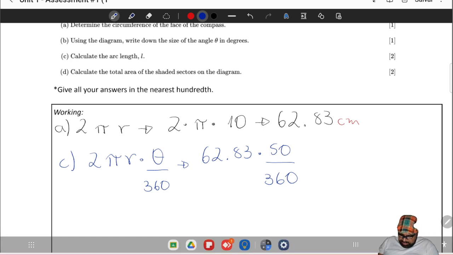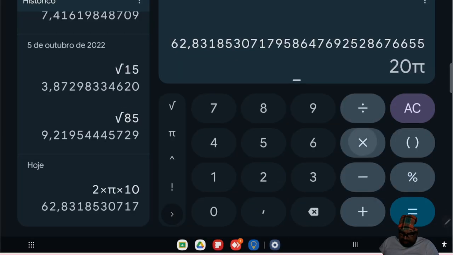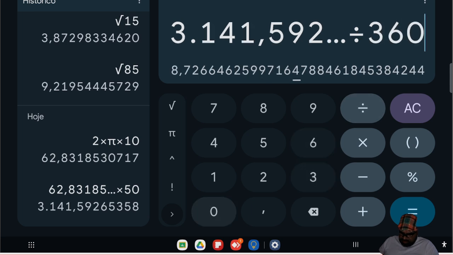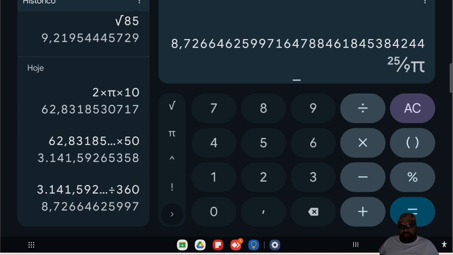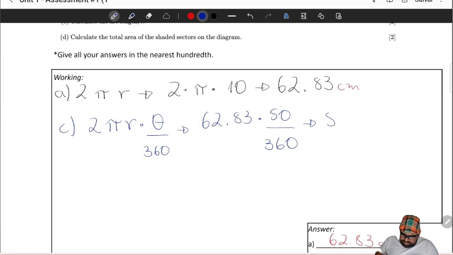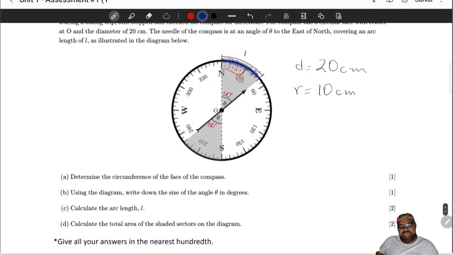Then let me go back to my calculator, times 50, divided by 360. As you see here, I like this calculator because it gives me the fraction and the exact value here. But I want the exact value rounded to the nearest hundredth, 8.73, as you can see there. 8.73. 8.73 what? Centimeters. That blue dash I did here, how long is that? 8.73.